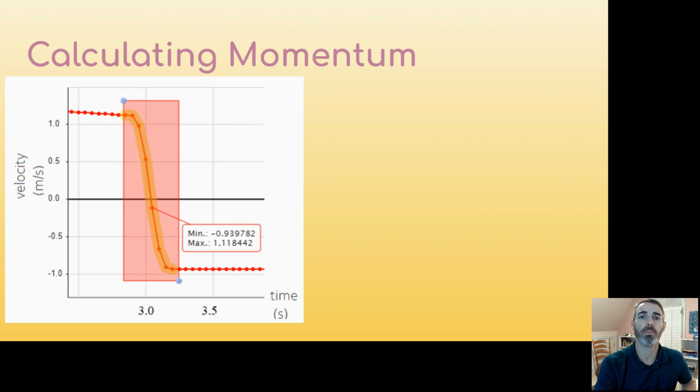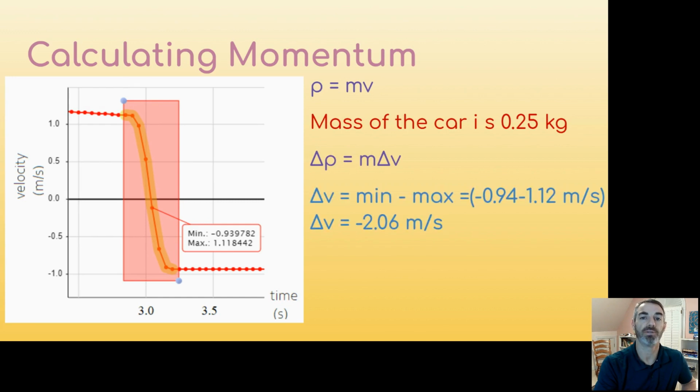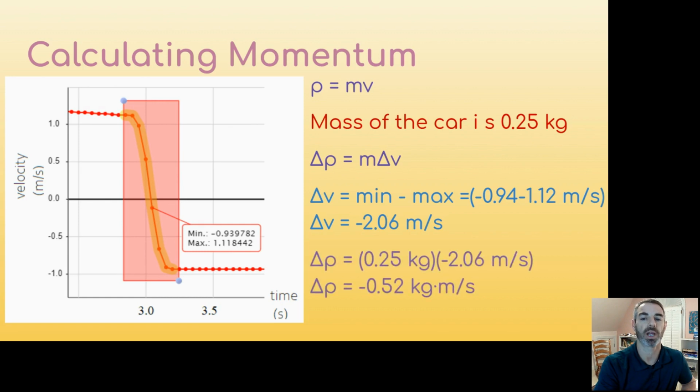To calculate the momentum, we're going to do mass times velocity, but we want the change in momentum. The mass of the car is 0.25 kilograms, and the change in momentum is mass times change in velocity. First we're going to find the change in velocity, which is our final minus our initial. Negative 0.94 minus 1.12 meters per second gives us a change in velocity of negative 2.06 meters per second.